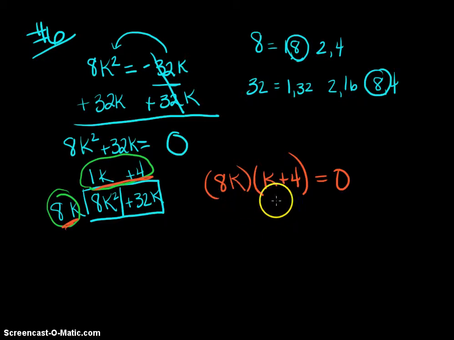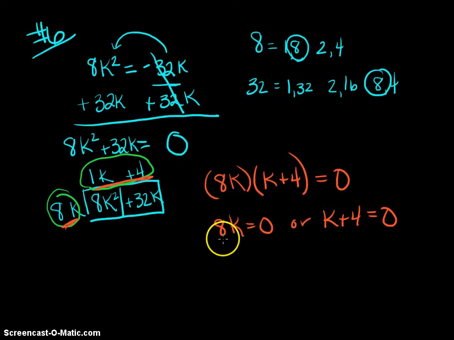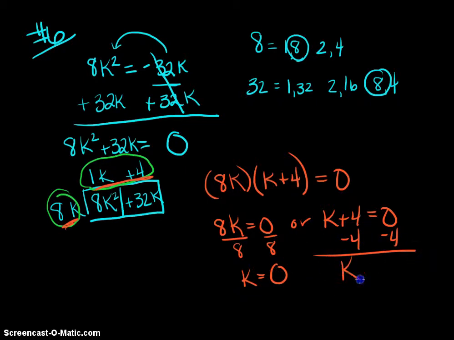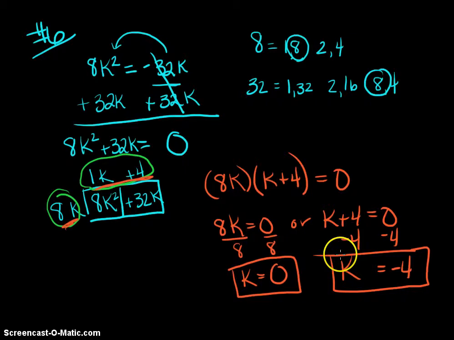Now we set our two factors equal to 0 and solve. So 8k equals 0, or k plus 4 is equal to 0. And then that's it, we solve. Divide by 8, divide by 8, and k is equal to 0 divided by 8, which is 0. Subtract 4, and k is equal to negative 4. So this right here are the solutions.